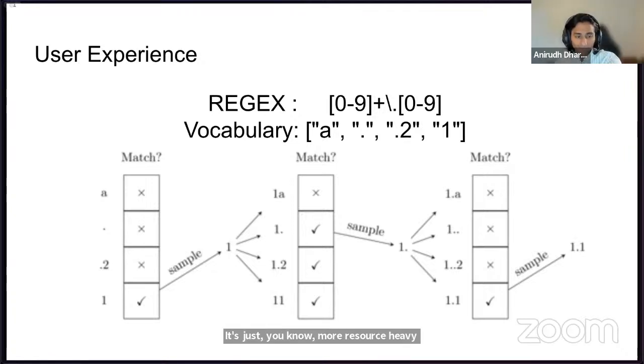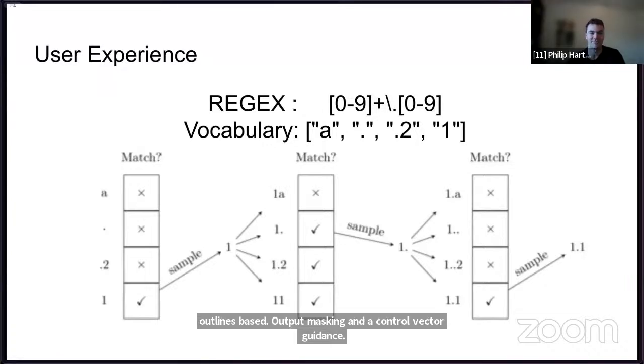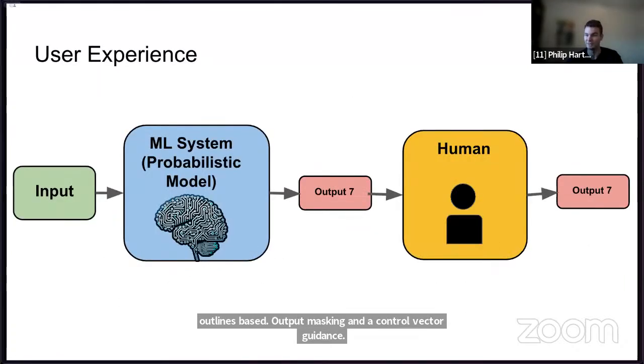And that's where maybe control vectors might be really helpful in the future, where we can say, inject a control vector for a certain type of structured output or a tone or things like that. So it could be a really cool application, maybe combining the ability to use Outlines-based output masking and control vector guidance. It's pretty cool when you merge prompt engineering and fine tuning, so you can get things like system prompts, control vectors, a lot of this stuff.